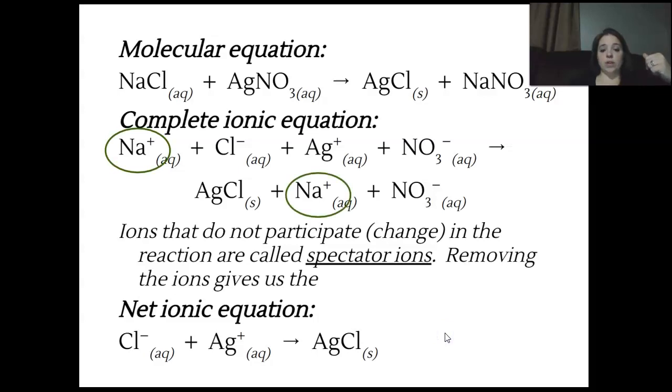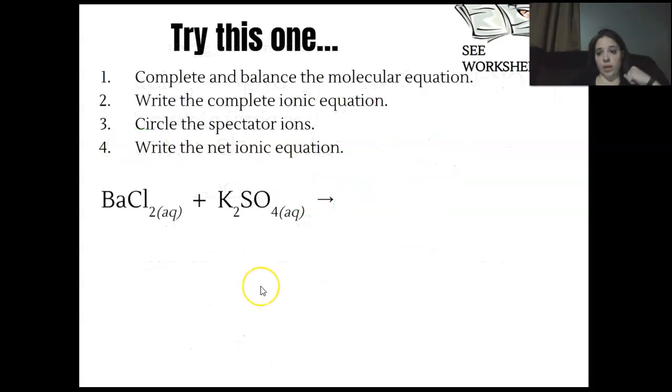So there's my spectators. The sodium ion is the same on both sides, so I can circle that. Another one that's the same on both sides is this nitrate ion, so I'll circle that. I get rid of those, and I'm left with that silver nitrate. So how about we look at this one in the yellow pages? It is barium chloride and potassium sulfate.